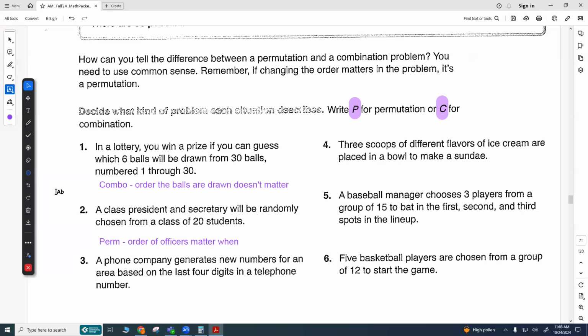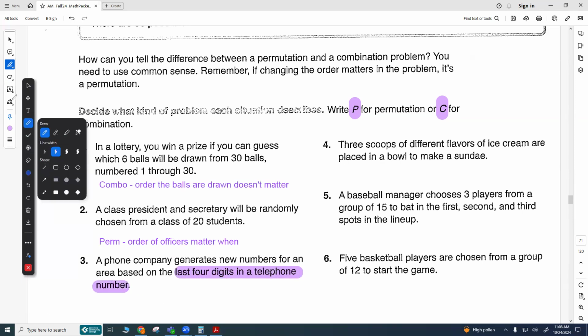Well, let's look at number 3. A phone company generates new numbers for an area based on the last 4 digits in a telephone number. Does the order of the last 4 digits in a telephone number matter? Do you have to put them in the right order? So does that mean it's a permutation or a combination? Permutation. Good. Beautiful.